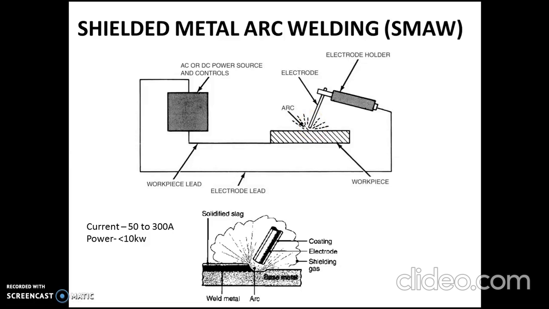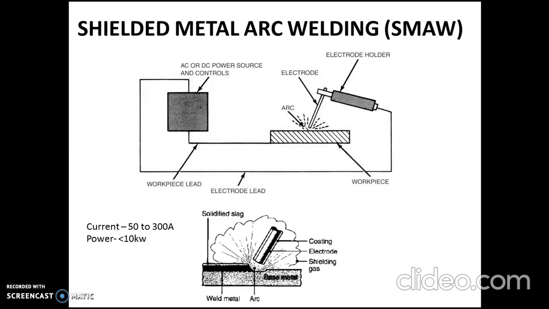Electrodes are thin, long sticks. That's why this type of welding is also called stick welding. This is a commonly used welding process. The heat generated melts a portion of the electrode face, its coating, and the base metal in the immediate area of the arc. A weld forms after the molten metal solidifies in the weld area.